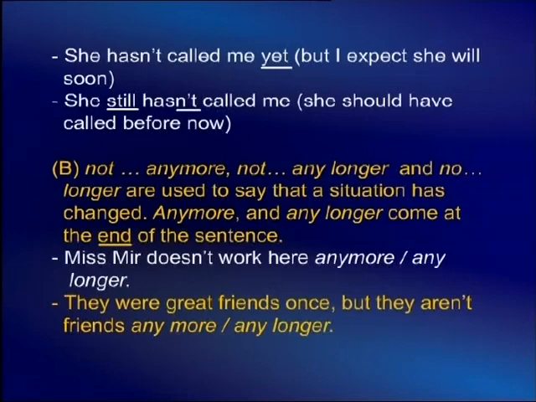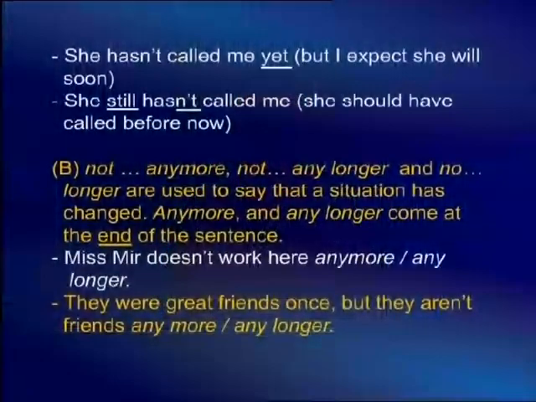Example, Miss Mir doesn't work here anymore, or any longer. Both are correct, but their position in the sentence is at the end. Another example, they were great friends, but they aren't friends anymore. Or, they were great friends once, but they aren't friends any longer. The position of any more and any longer is at the end of the sentence.